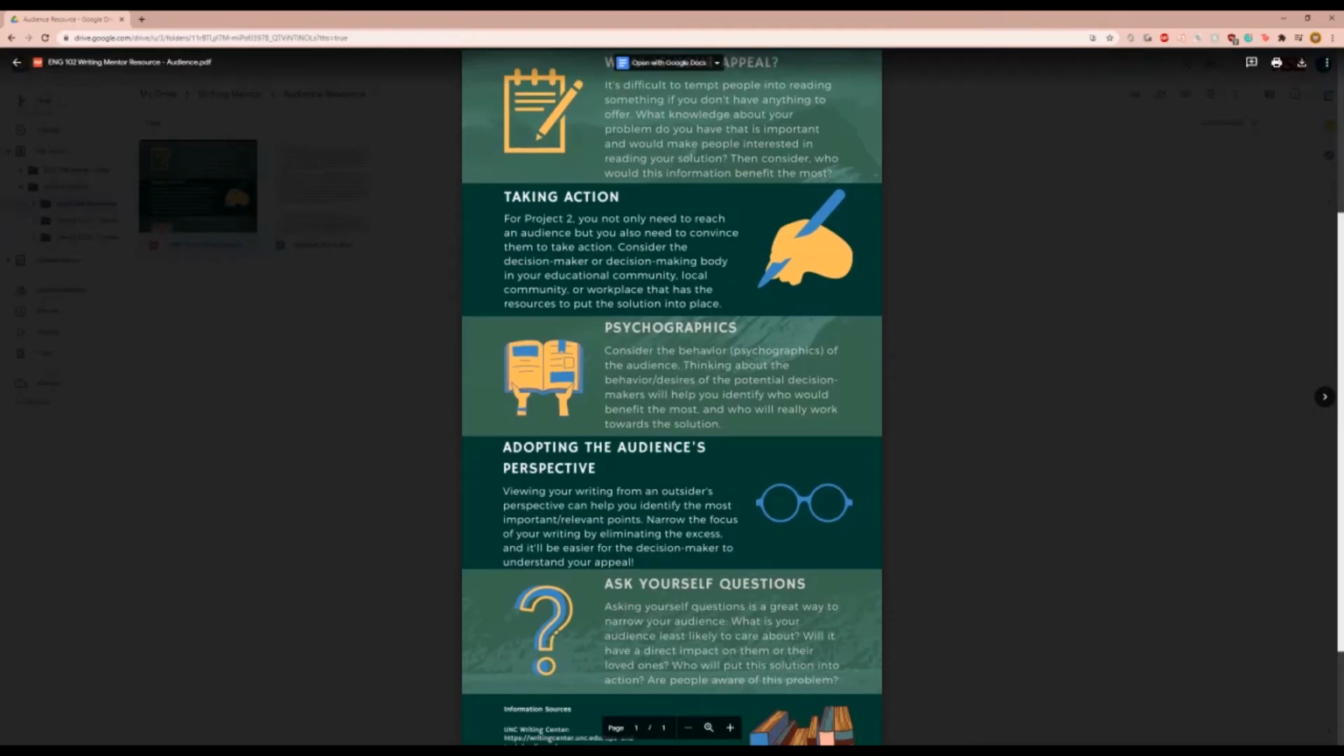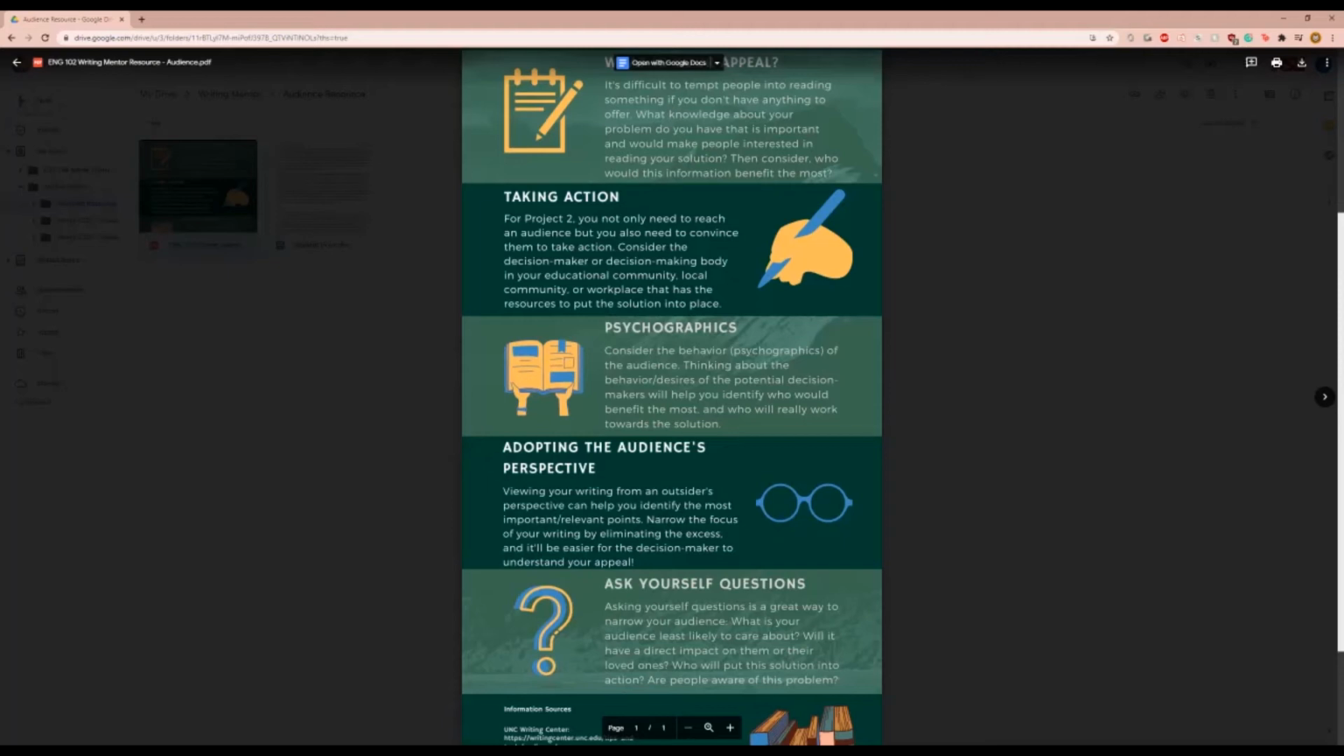So thinking about the desires of the potential decision makers and what they're wanting to hear and understand from your proposal is very helpful, as that can reveal who would benefit the most from implementing your solution and who's going to be actually motivated to make progress towards your solution. Because if it aligns with something that they're desiring or something they're wanting to achieve in their community or their workplace, then obviously they're going to be more motivated to also working with you and making your solution a reality. So that's something to consider as well.